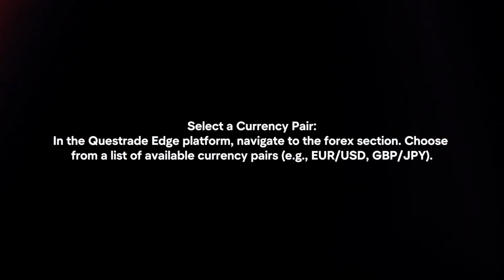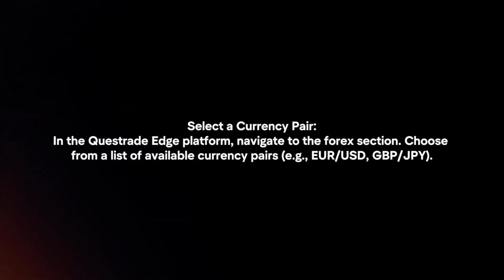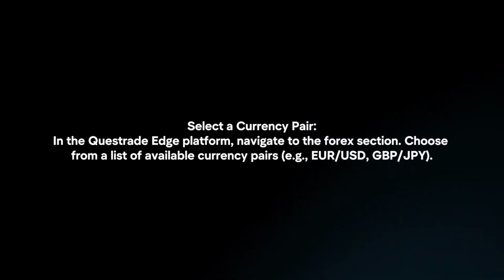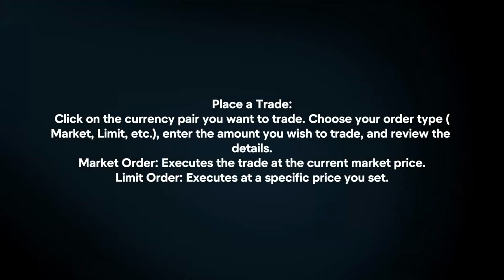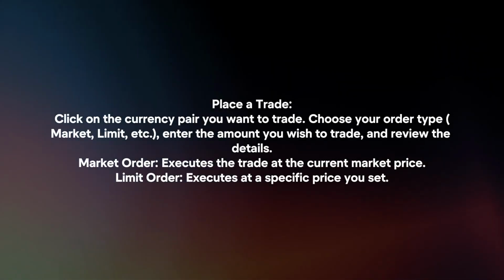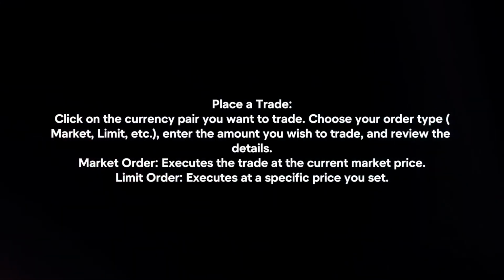Select a currency pair. In the Questrade Edge platform, navigate to the Forex section. Choose from a list of available currency pairs. Place a trade. Click on the currency pair you want to trade. Choose your order type, enter the amount you wish to trade, and review the details.